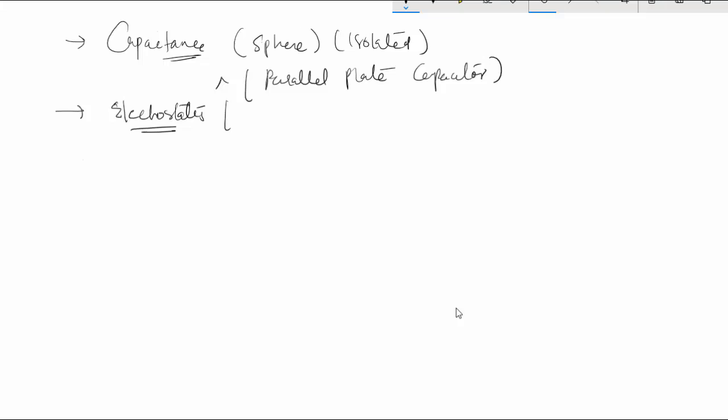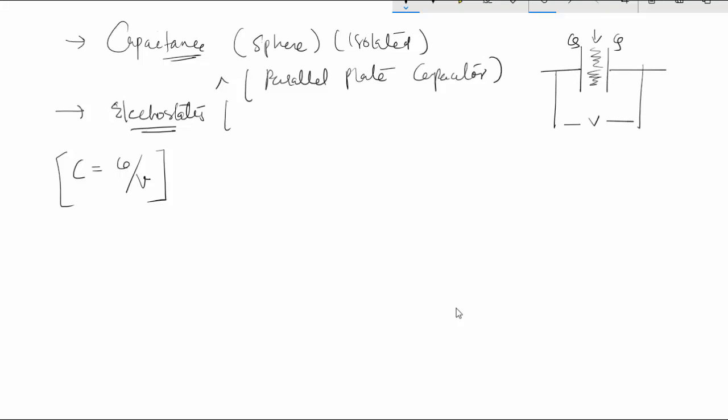So capacitance in general can be defined as the charge divided by the voltage. If there are two metal plates separated by an insulating medium, for example air, mica, etc., and the charge on the plate is Q, and the voltage supplied across the plates is V, the capacitance due to this plate arrangement is C equal to Q by V.